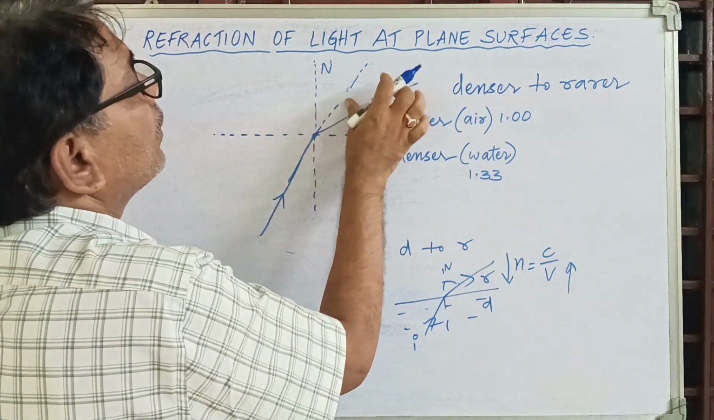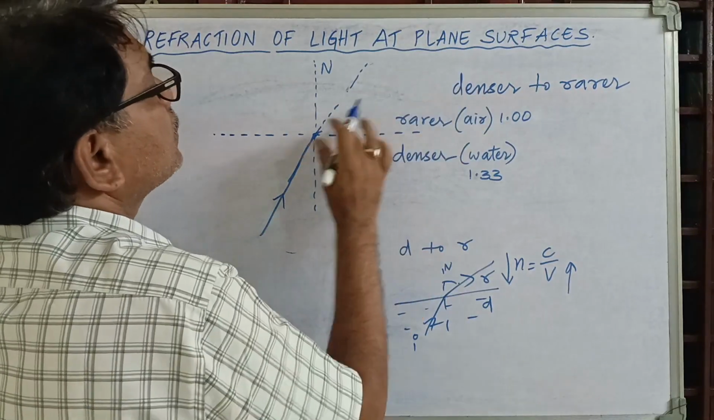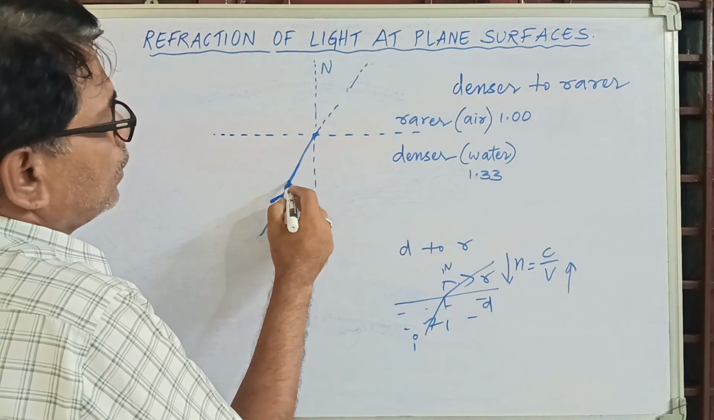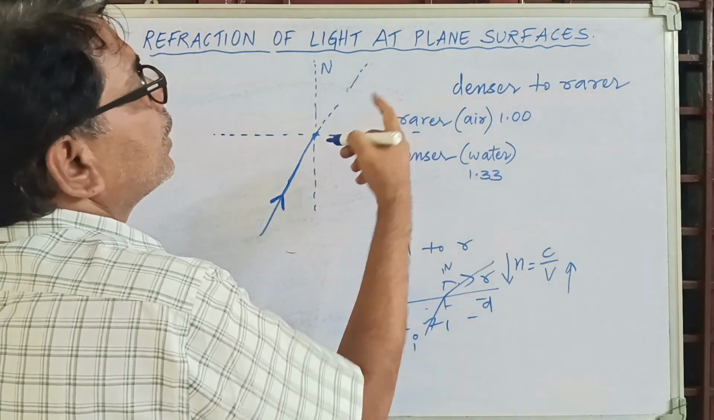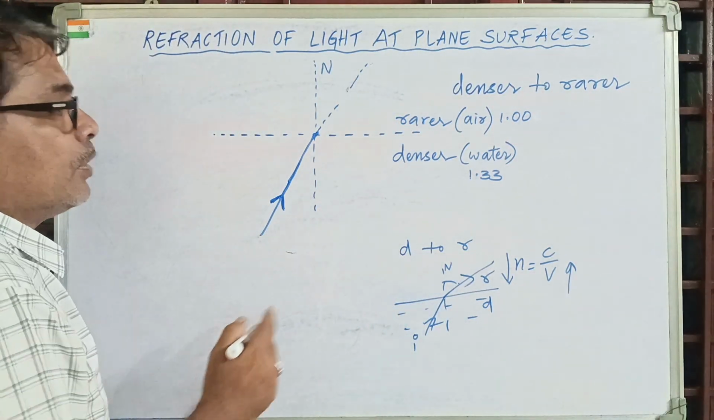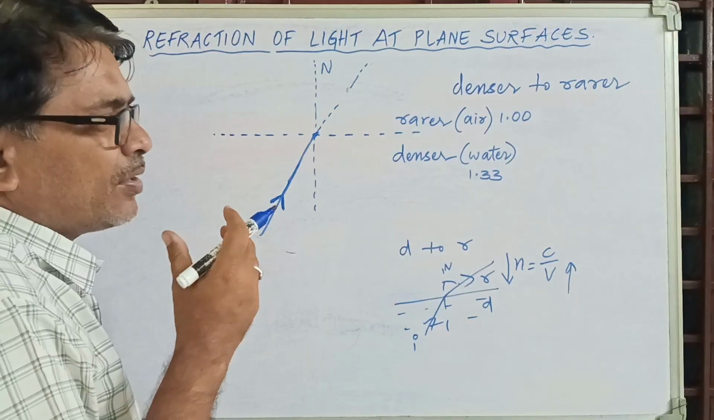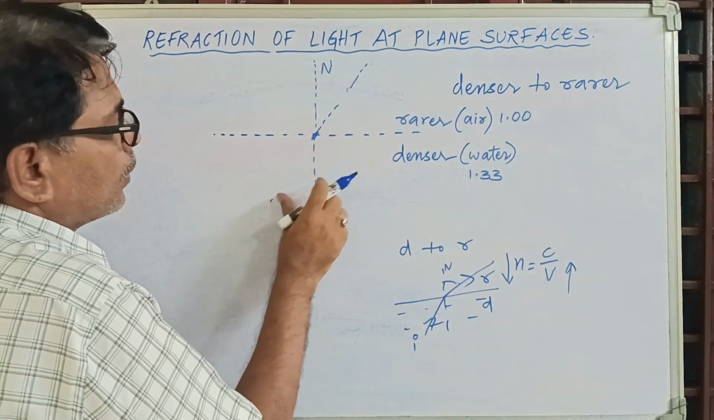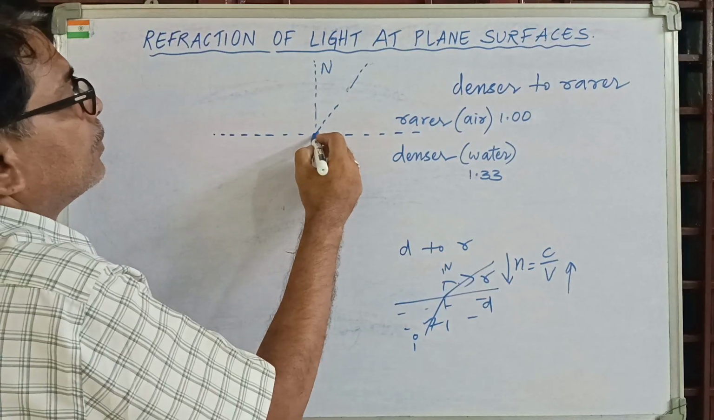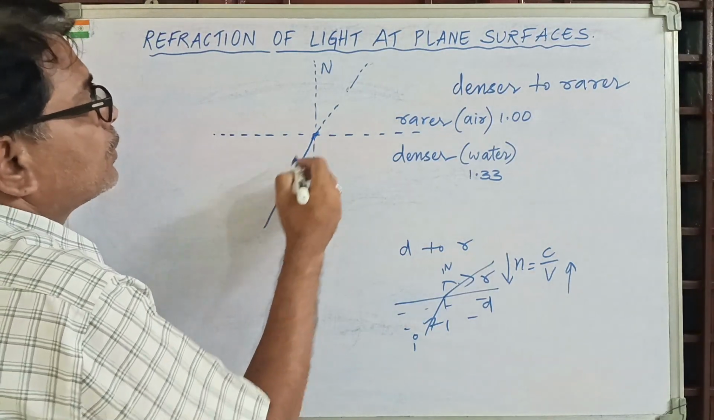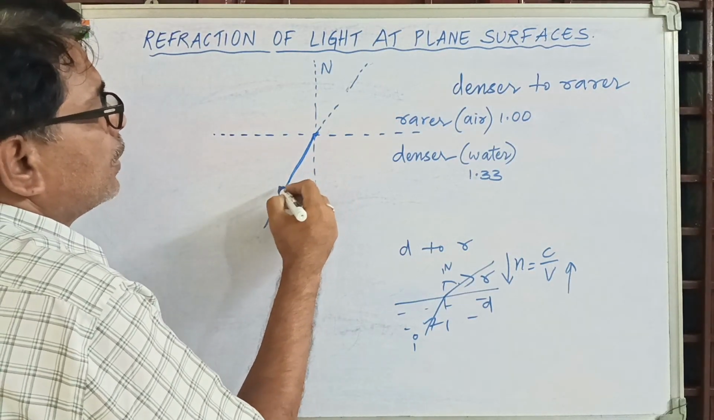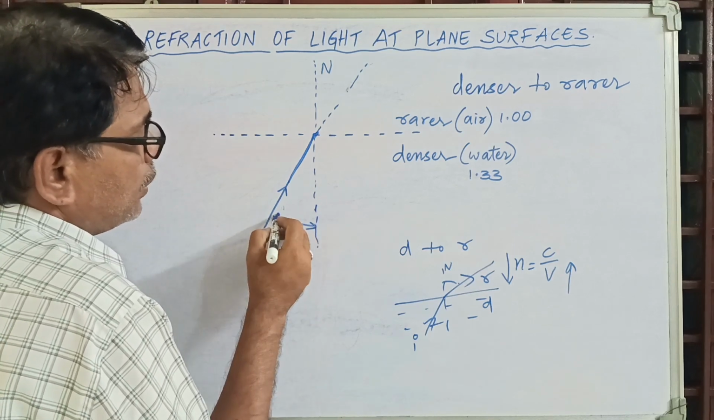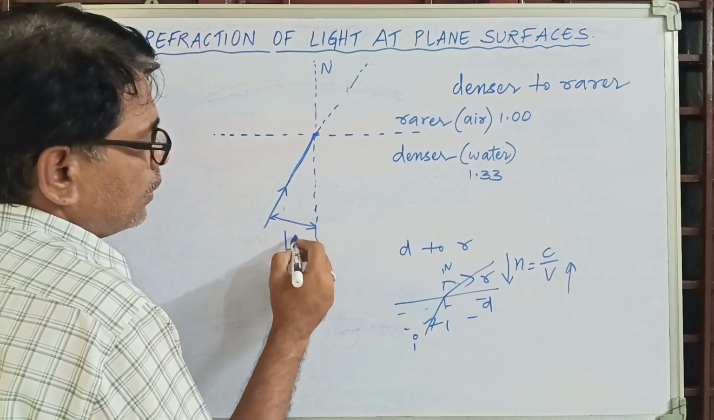Why is it moving away from the normal? Because it is traveling from denser to rarer. By looking at this, you will understand. But what happens, just now we have seen, if you increase or decrease the angle of incidence, particularly for a particular angle of incidence, this is nothing but the angle of incidence only.